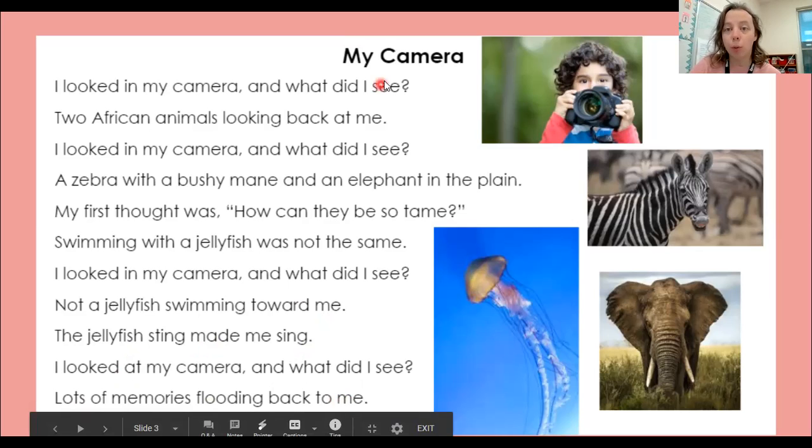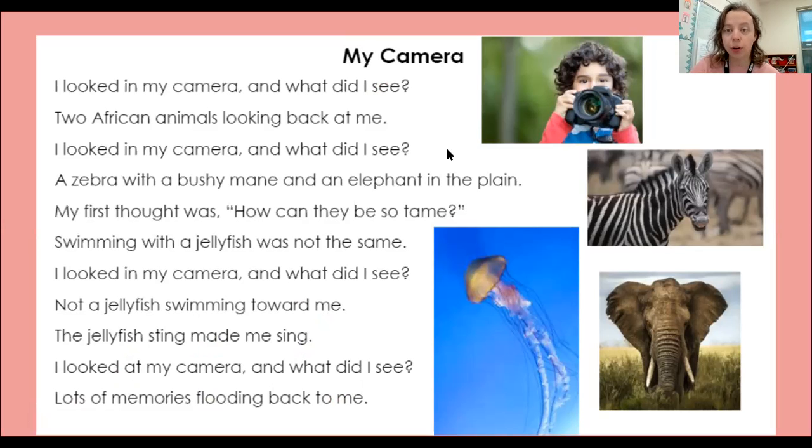All right, so that is our poem, My Camera, talking about the different animals and the different experiences that the boy has with those animals. And when he looks through his camera, he remembers what he saw and all of his experiences with these animals.